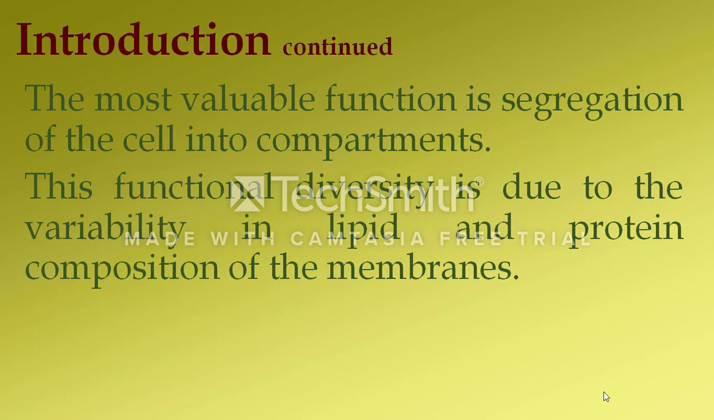This is called immunorecognition. So these specific proteins may be antibodies or the proteins which are involved in immune reactions. The most valuable function is segregation of cell into compartments. Due to the presence of the plasma membrane, we can differentiate each cell from its adjacent cell. So this compartmentalization will be done by plasma membrane. This functional diversity is due to the variability in lipid and protein composition of the membranes.